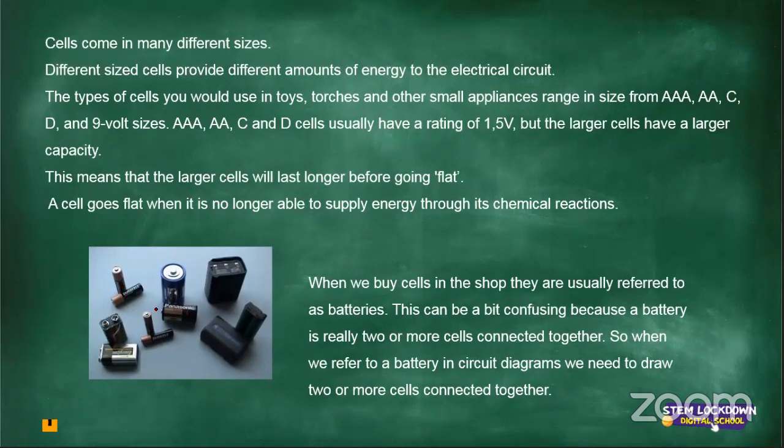So it's more dense. A cell goes flat when it's no longer able to supply energy through its chemical reactions. When that happens, we say that your battery has died. But the correct terminology is that your cell went flat. We buy cells in a shop, and they are usually referred to as batteries.